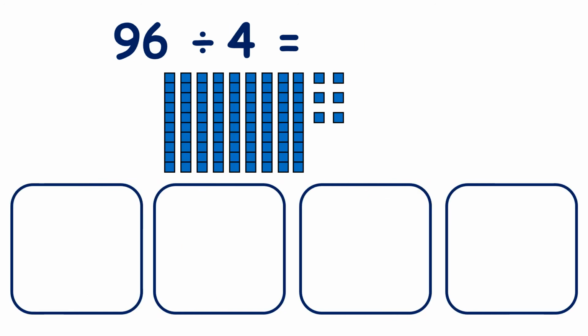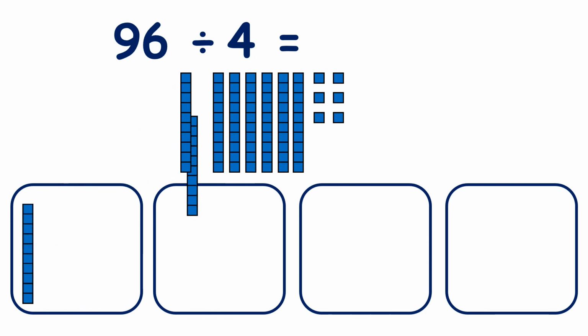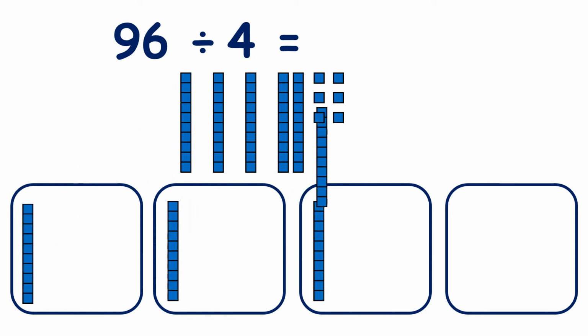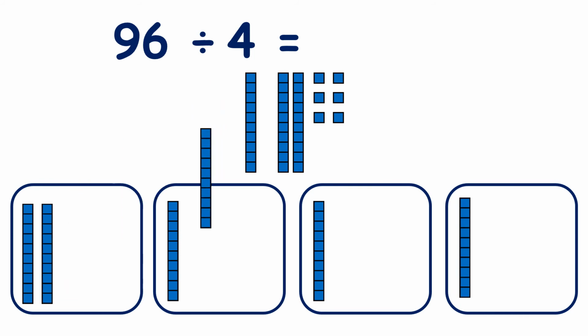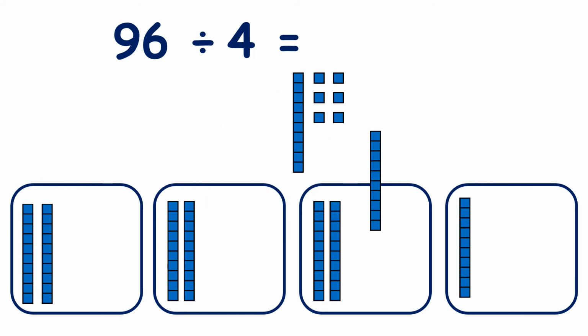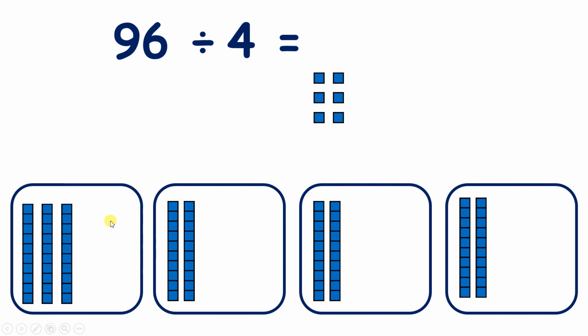Now we have 96 divided by 4. So let's start by sharing out our tens. And we have 2 tens in each group. But what do we need to do with our 9th 10? We can't move it to a group because that wouldn't be sharing equally.